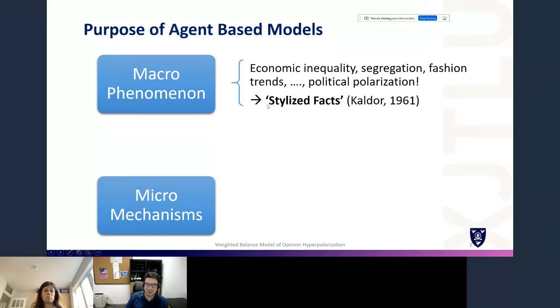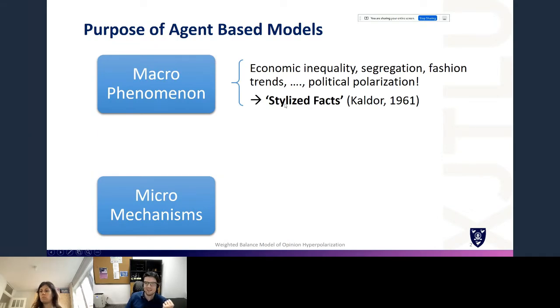And I should mention that these macro phenomena, depending on the model, can be quite what's called stylized facts. So basically, Ruth's model is very much on the concrete end of the spectrum of agent-based modeling, with real data that the model is supposed to capture. My model is more on the stylized end of this spectrum. So I want to understand polarization in general, but not the polarization of a concrete political system.